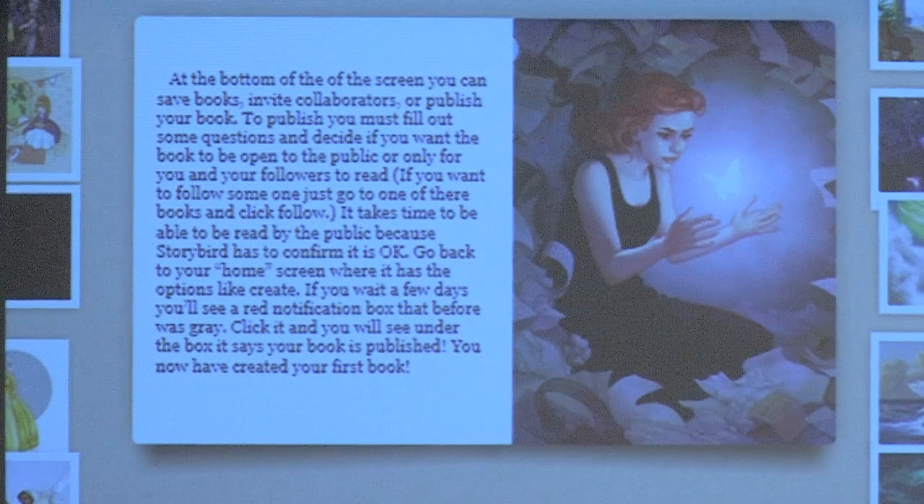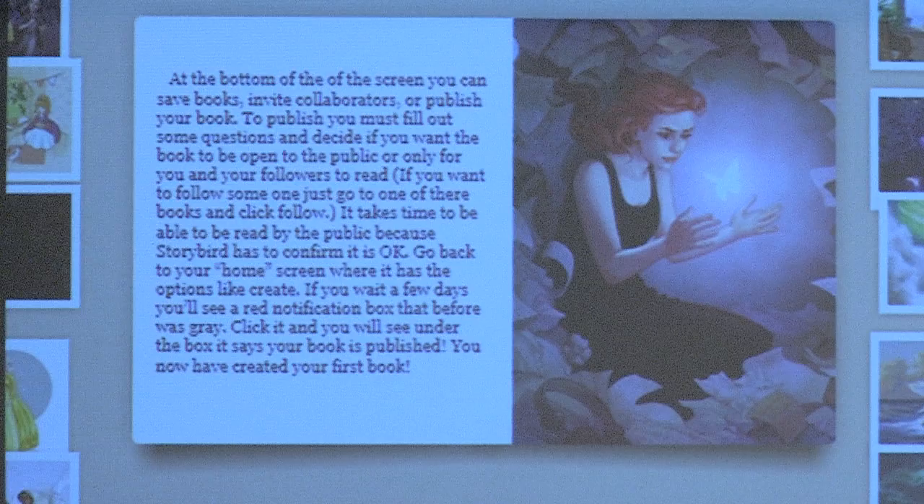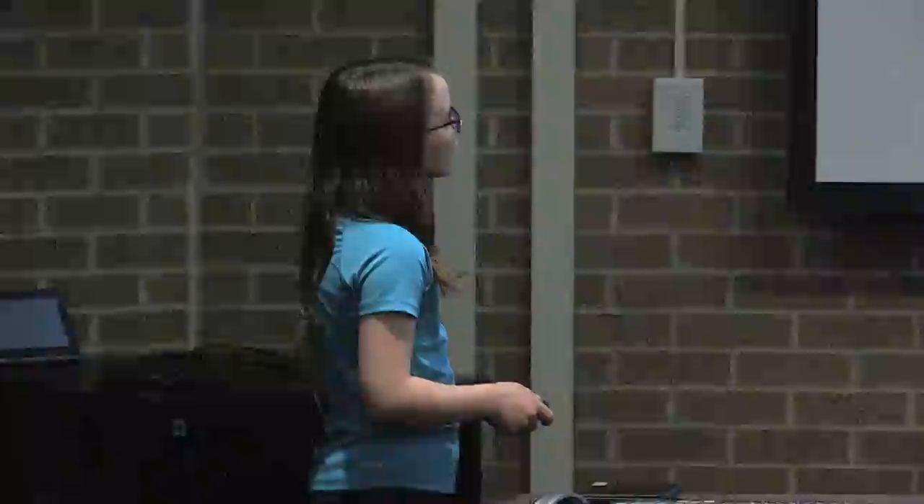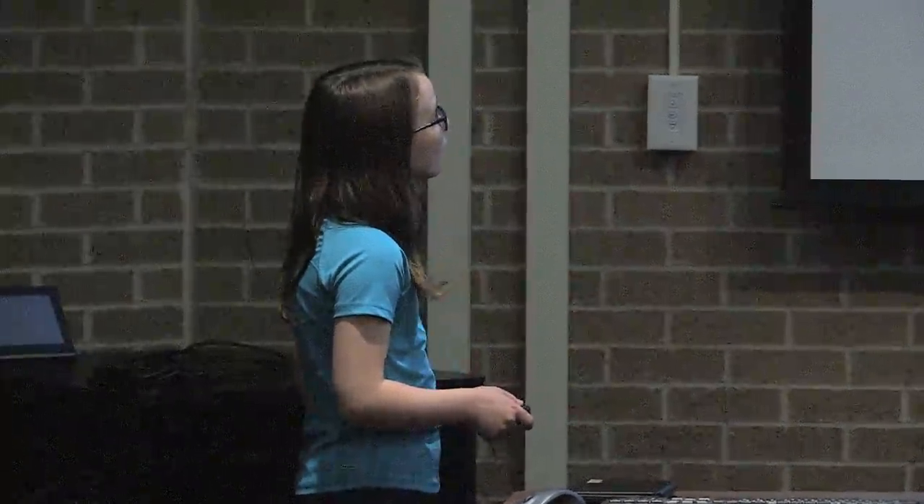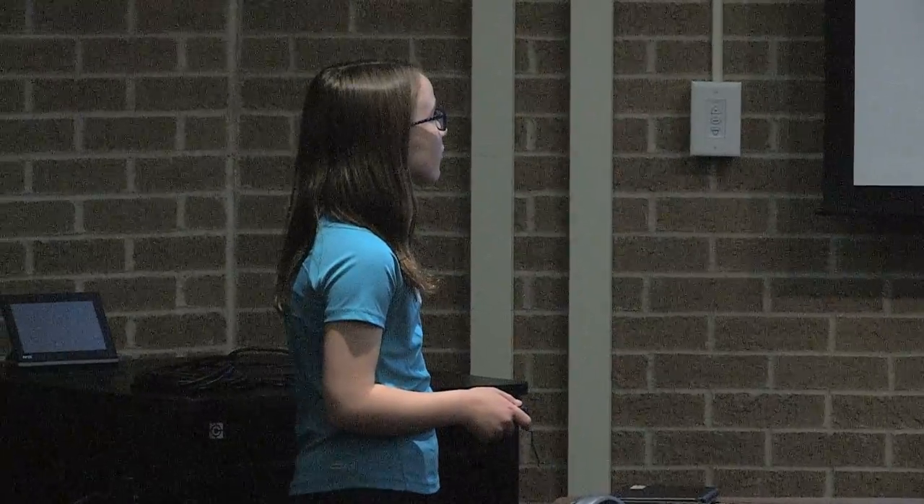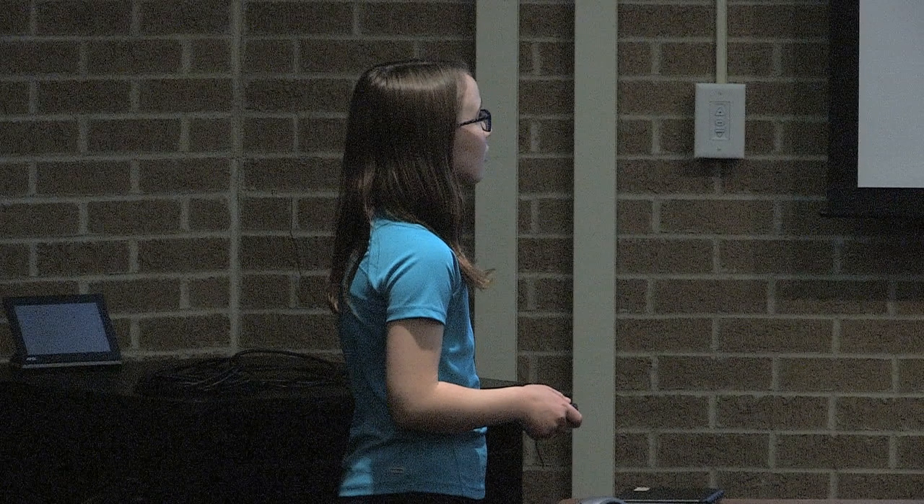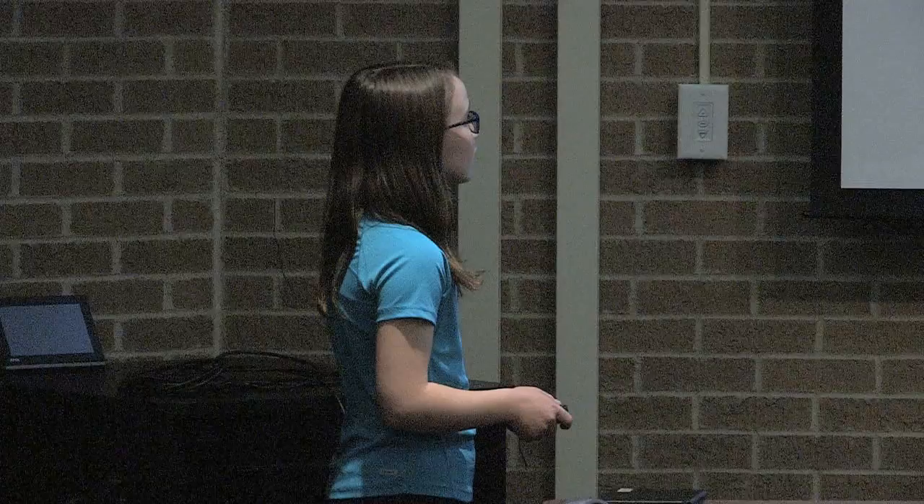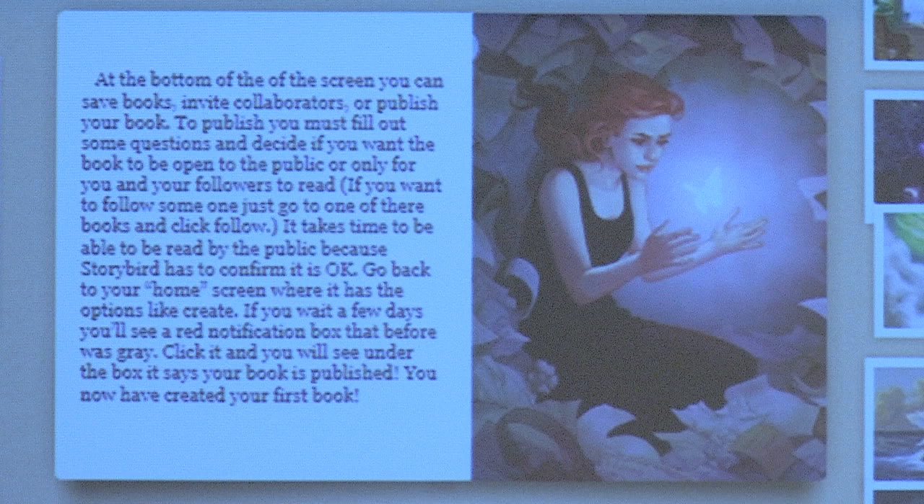At the bottom of the screen, you can save books, invite collaborators, or publish your books. To publish, you must fill out some questions and decide if you want the book to be open to the public or only for you and your followers to read. If you want to follow someone, just go to one of their books and click follow. It takes time to be able to be read by the public because Storybird has to confirm it is okay.